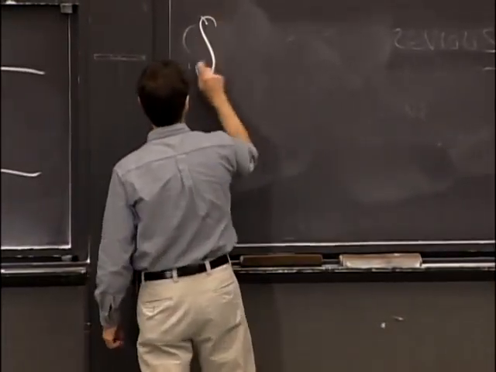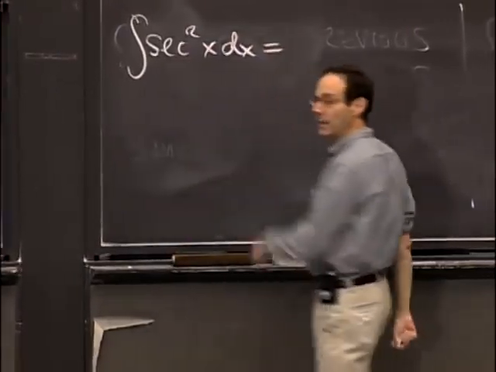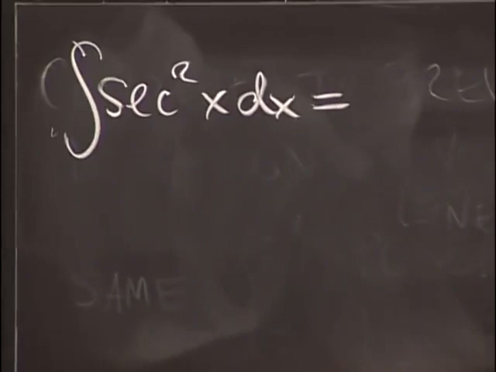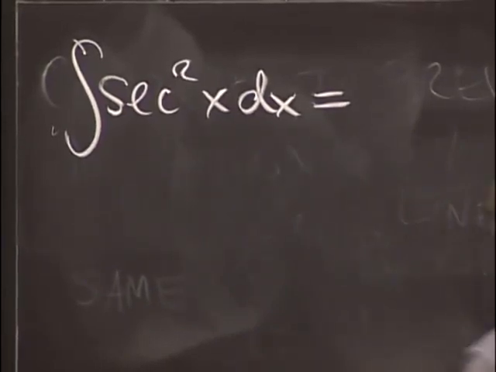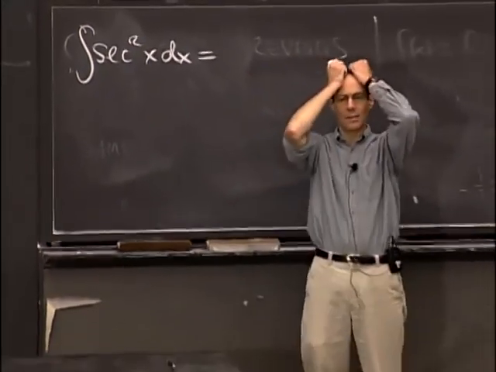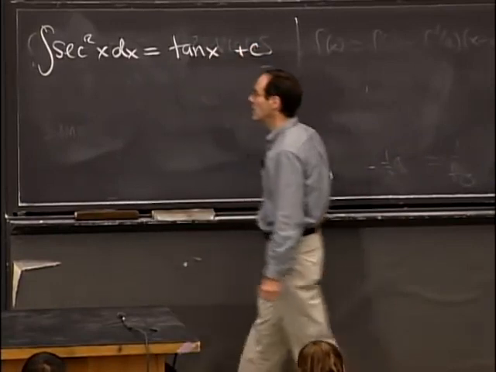The integral of secant squared x dx. These are supposed to get you to remember all of your differentiation formulas, the standard ones. So this one, the integral of secant squared dx, is what? Tan x, and here we have plus c, all right?